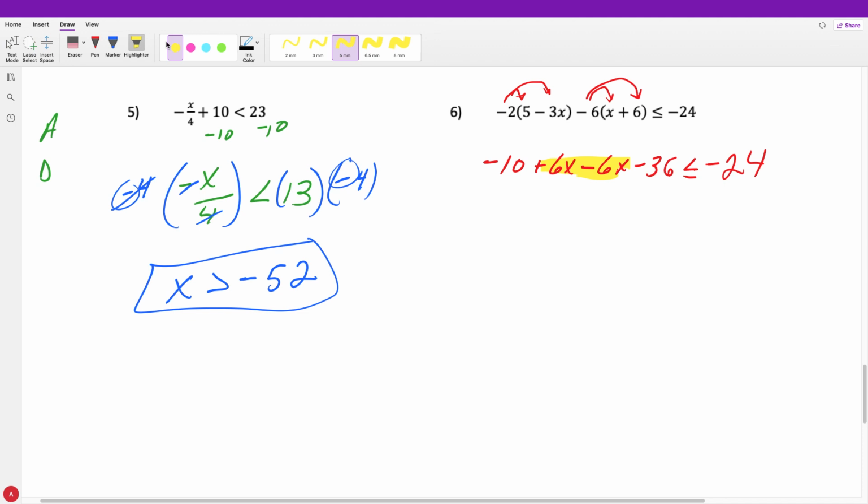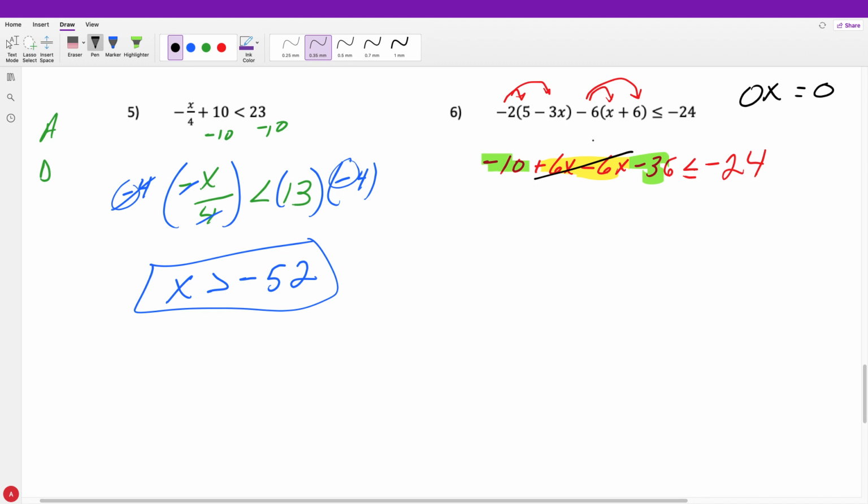So I have this 6x and negative 6x, and I have this negative 10 and negative 36. So I need to combine all of my like terms. Well, 6x minus 6x is 0. They cancel out completely. So now I no longer have any x's. Remember, you don't write 0x because 0 times any number is equal to 0. So we don't have to write that variable anymore. It no longer exists because it's zeroed out.